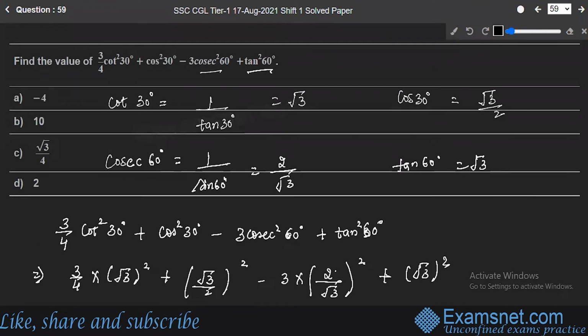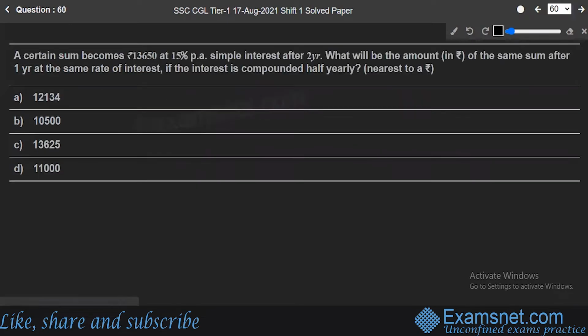Let's check with the options. Yes, option D is the answer to the question, right? Hope you're clear. Then let's move to the next question, number 60.